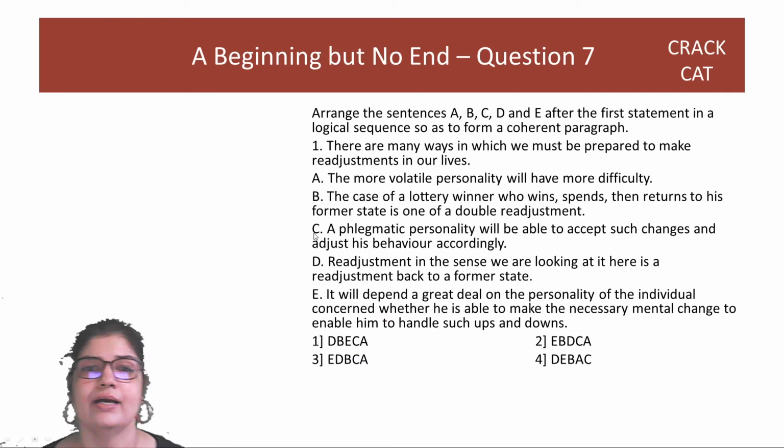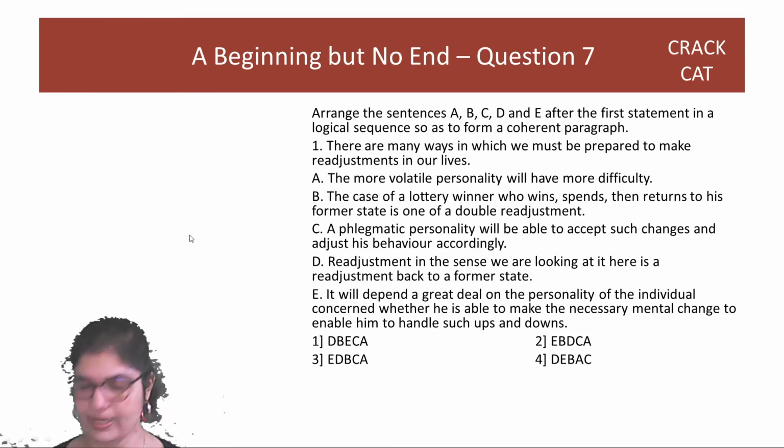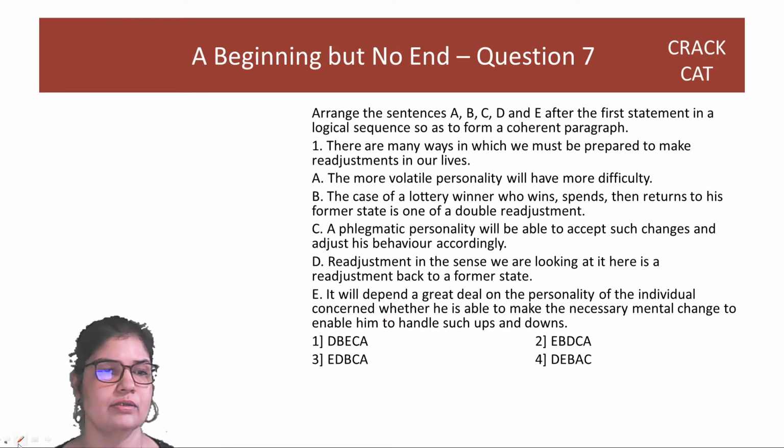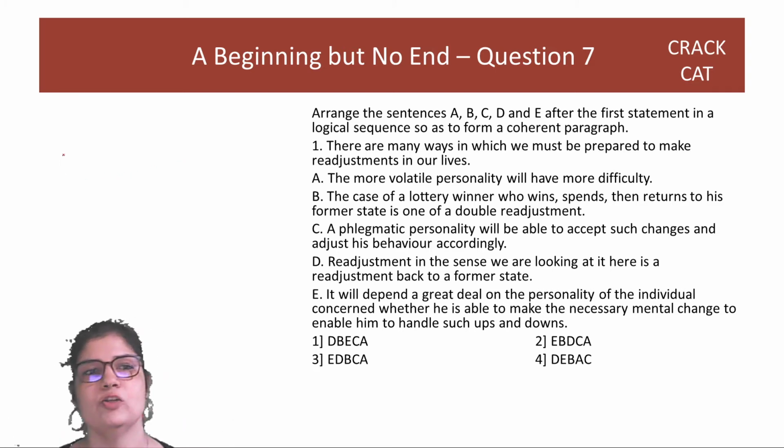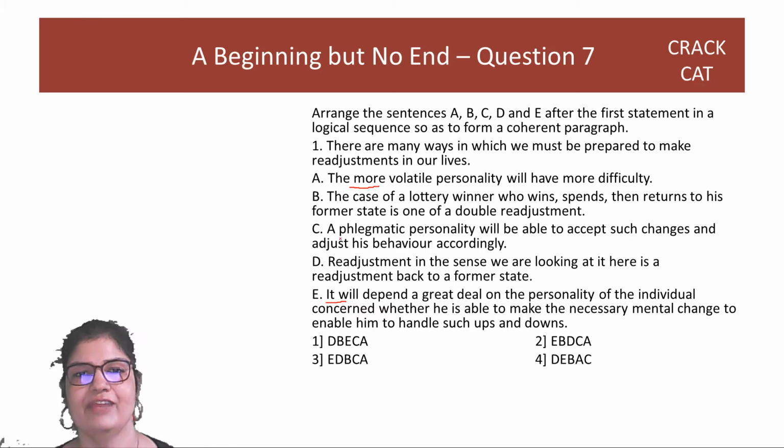Great. Seventh, you don't have to look for the options. I mean, you don't have to type in the answer. The options are already given. There are many ways in which we must be prepared to make readjustments in our lives. It will depend a great deal. What will depend? The more volatile personality, a phlegmatic personality. So CA is a link anyway.